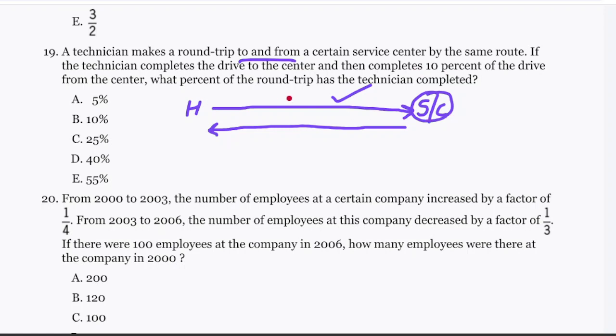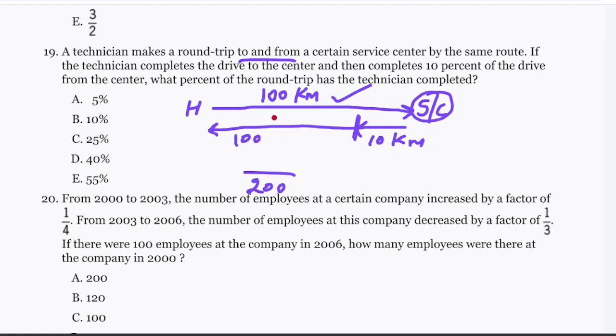So let's say the complete distance is D. Okay, let's leave D. Take a number because they don't have a number for us. Let's assume the total distance is 100 kilometer, for example. And now he completed 10% of it. Matlab, he only came back for 10 kilometer. So he stopped here for a time being. Now, what percent of the round trip? Now, round trip 100 he has to go to service center, and then 100 he has to come back. The total was 200.